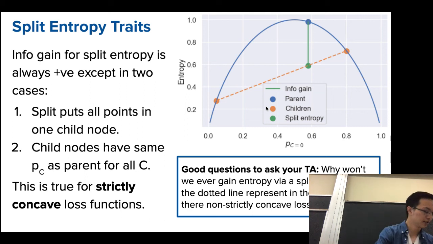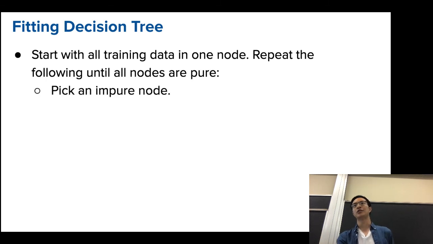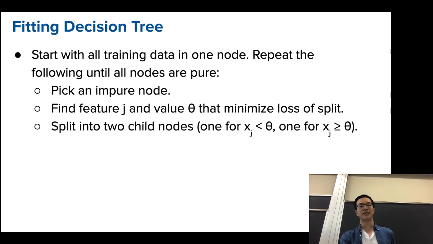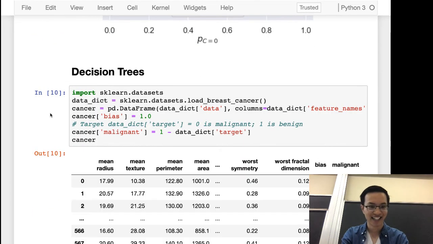Okay, so again, how do I fit a decision tree? I put all my training data in one group, and then I repeatedly split the group. How do I split the group? I find a grouping that's impure, and find the best split for that grouping, and then I split that group until all my groups are pure. And that's about it. Okay, so let me show you really quick here how this works.